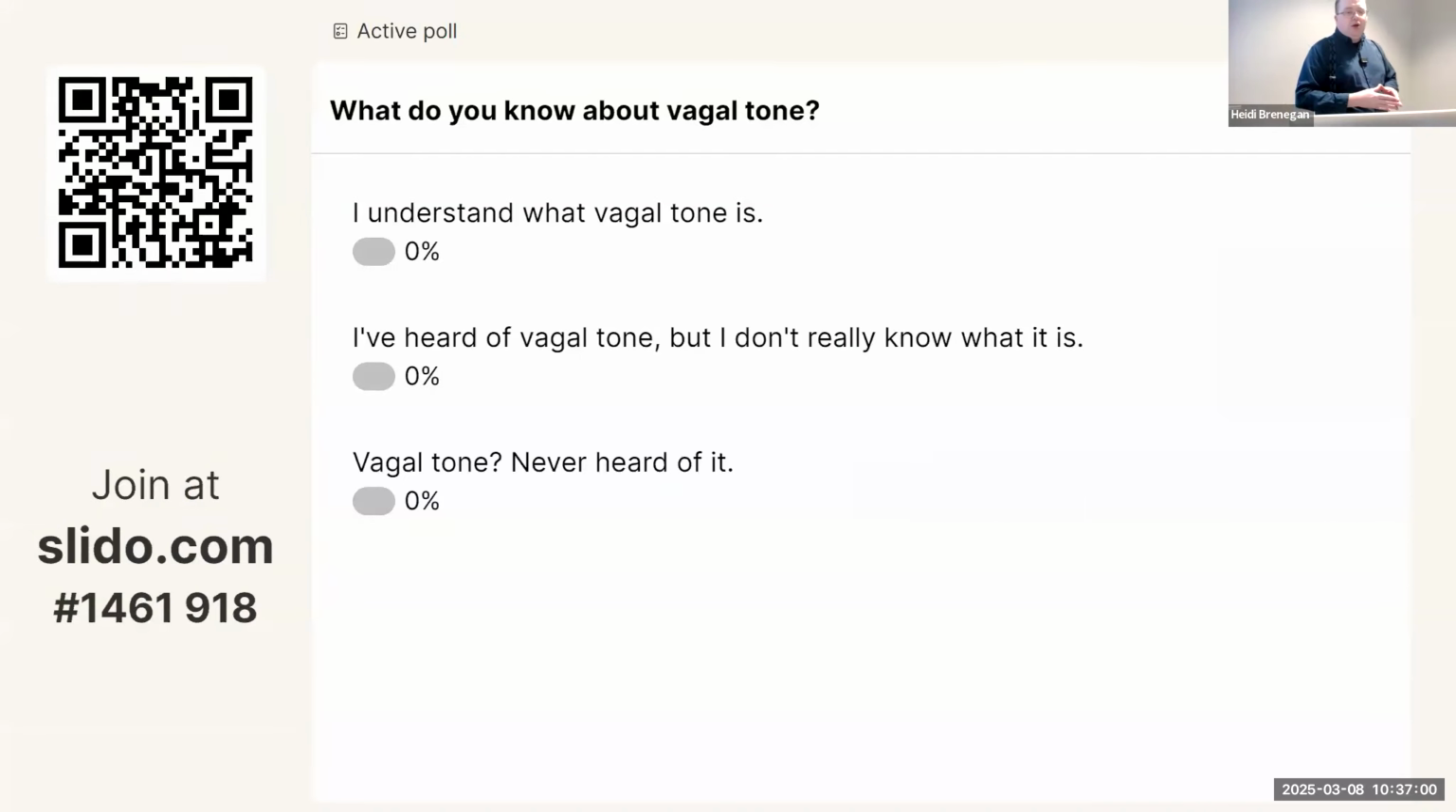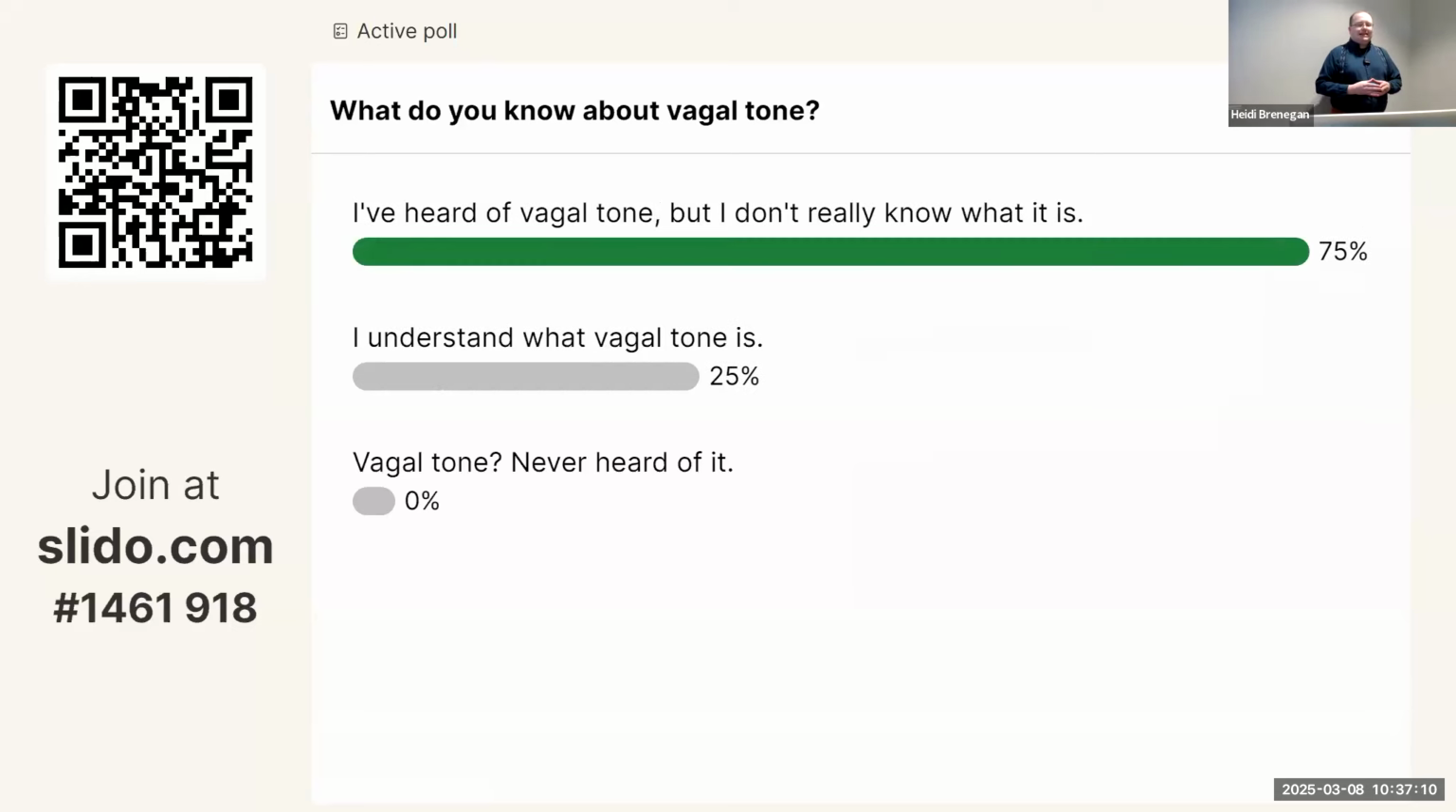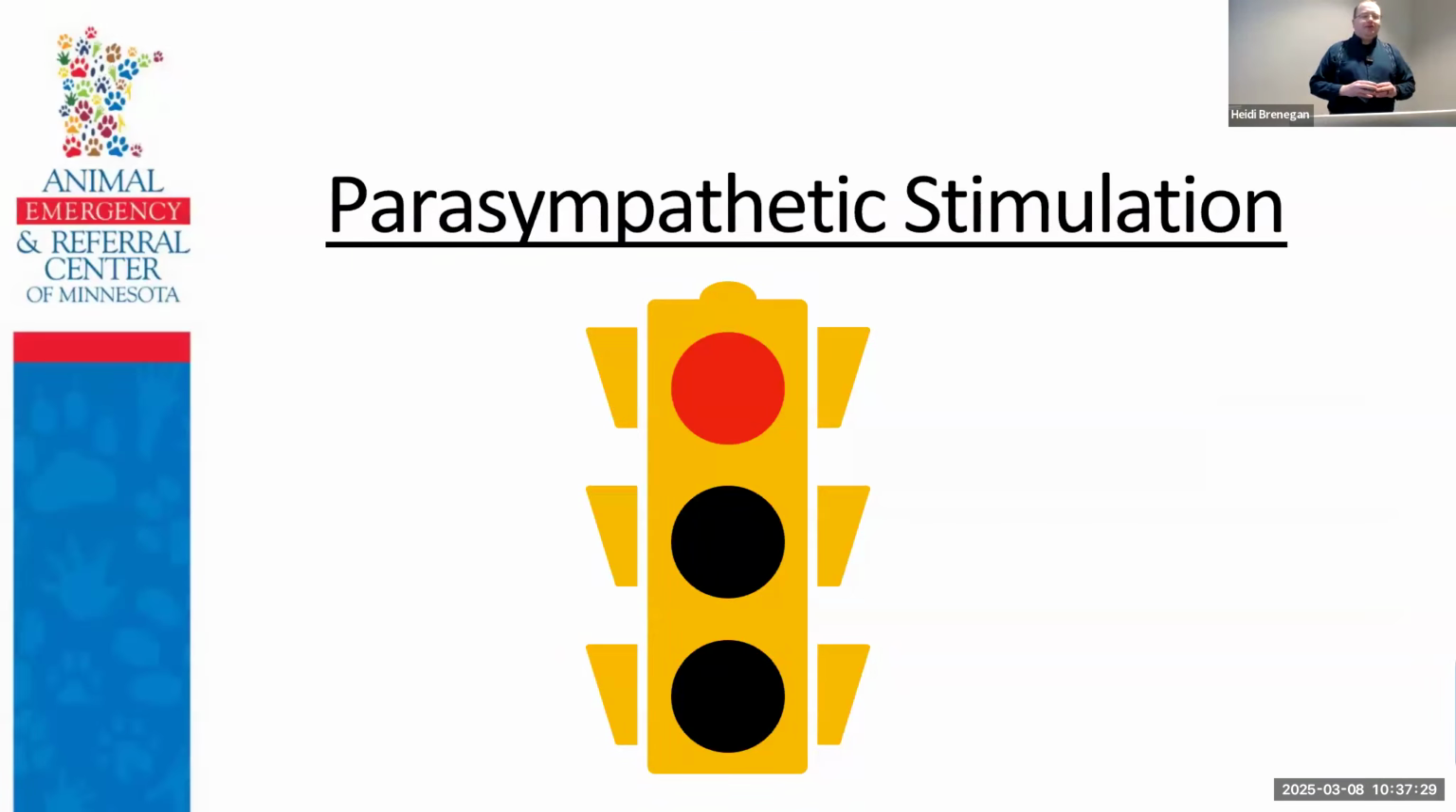Another question. What do you know about vagal tone? And as a side note, when I first was told something had vagal tone as a young tech, I just nodded my head and said, vagal tone. I know what that is. So most of us have heard of it, but we don't have a great concept of it, a great understanding of it. Vagal tone is just parasympathetic tone.